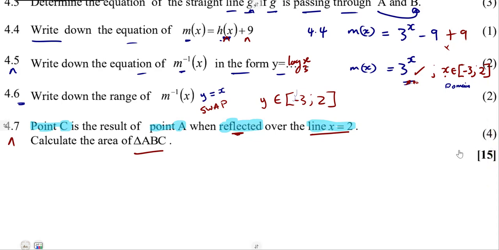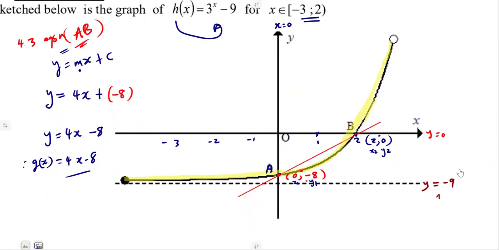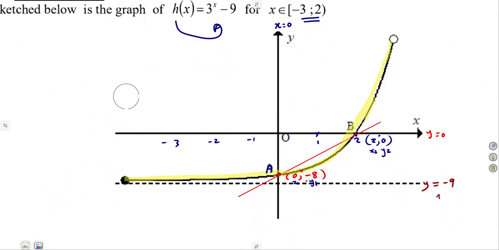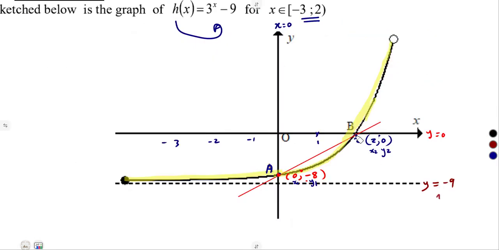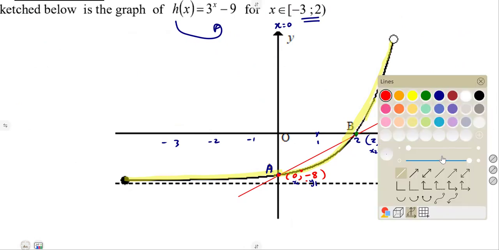Let's go to the point A and see. This is where our point A is, all right? Okay, this is our point A from our graph. So the point A was reflected across the line x is equal to 2. X is equal to 2, that's what at B. Remember B, x is 2. So if we reflect over that line, it means we had something like this.